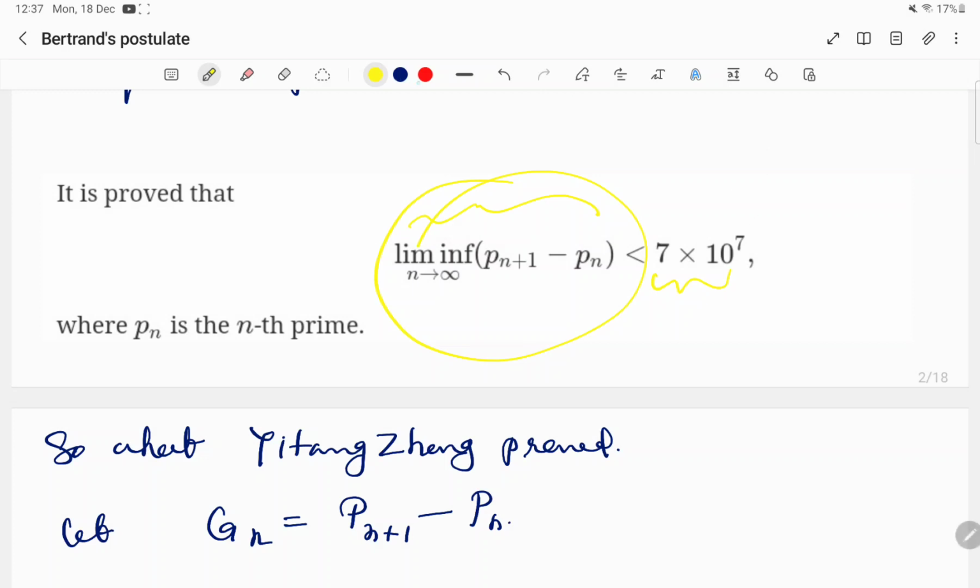For example, suppose there are infinitely many pairs p n and p n plus 1 such that their gap is equal to 5. I am not saying that; the theorem is just telling that there exists some number where this property is satisfied. That's what they're telling.